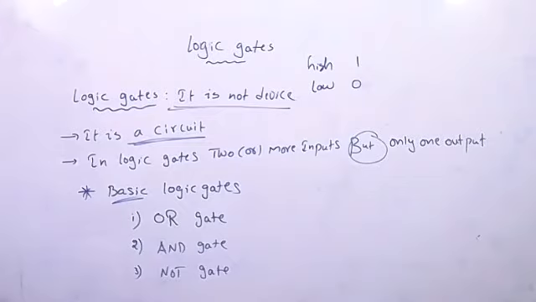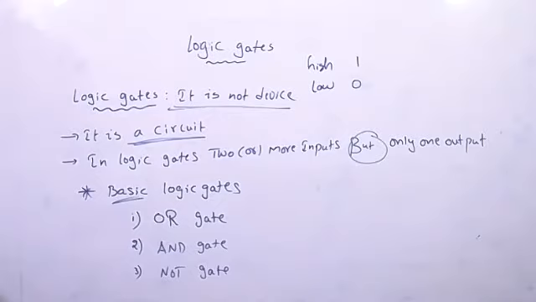Likita, am I clear? It is very important to you, especially. Yes, sir. So how many basic gates are there? Three. One is the OR gate, AND gate, and NOT gate.